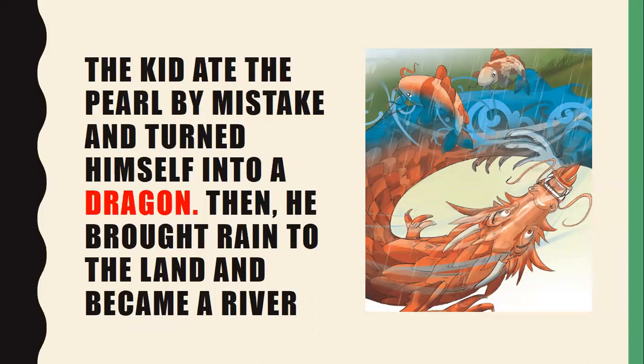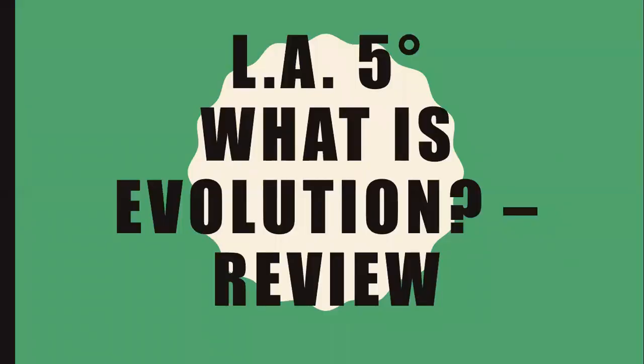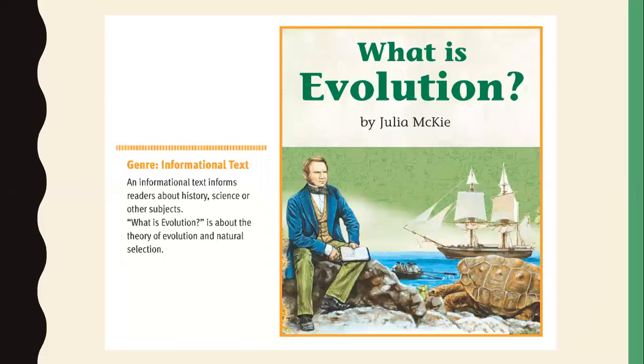But as you see, it's really, really interesting. So now we're going to jump to the other story that we have been working on as well. That is, what is evolution? In the evolution story, we have this little cover page that says that it is an informational text. It is a text that informs readers about a subject, either science or other subjects. And in this case, what is evolution is an article about the theory of evolution and natural selection.